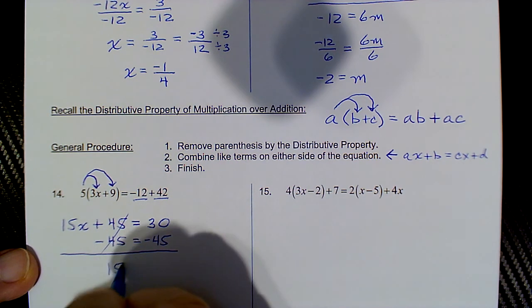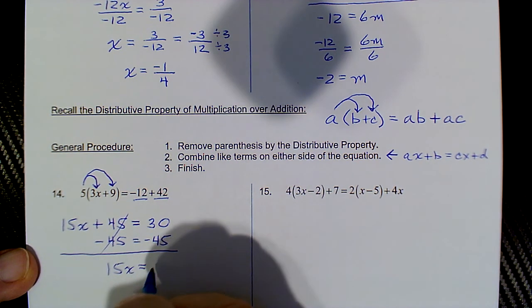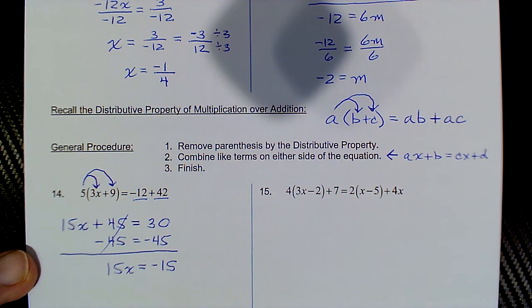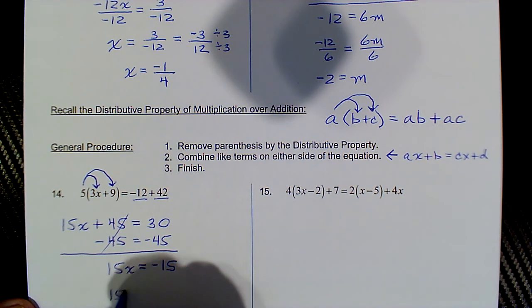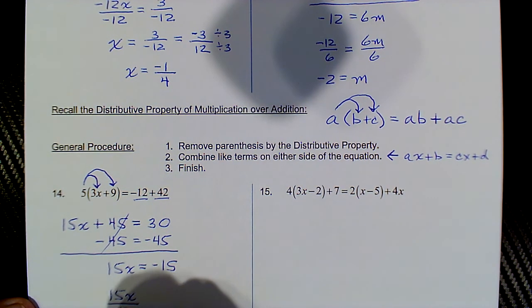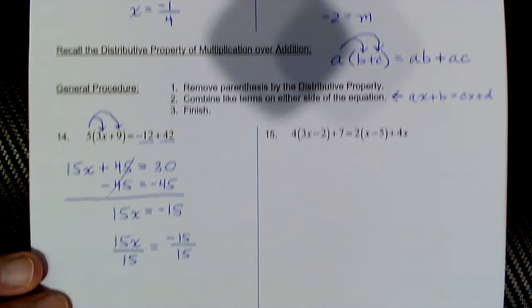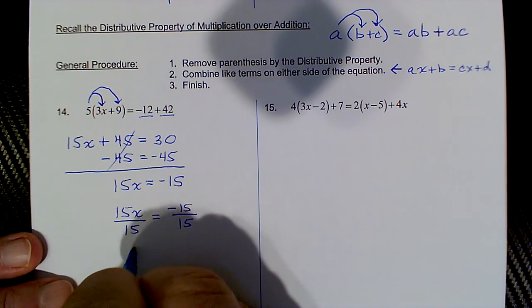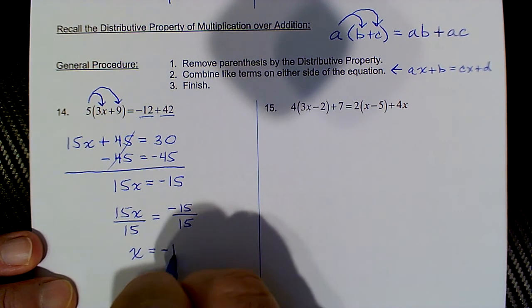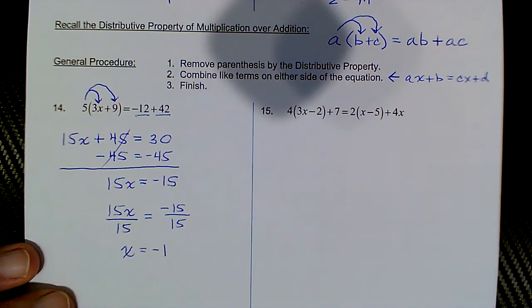The 45s are gone, bring down the 15x, tuck it in right next to the equals, 30 minus 45, negative 15, and then finally division. So 15x over 15 and negative 15 over 15. And then we just simply get x equals negative 1 in this case.